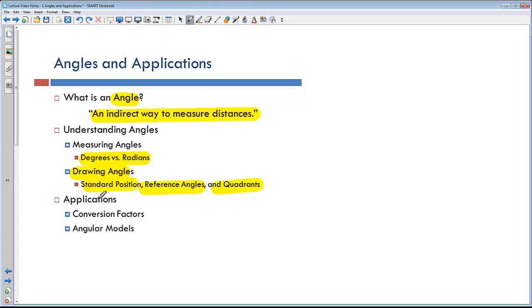And then there's some applications, and the key to the applications, remember, is these conversion factors, right? We use this a lot in chemistry and physics to convert between units. And we also use it in applications of angles to solve these angular modeling problems.